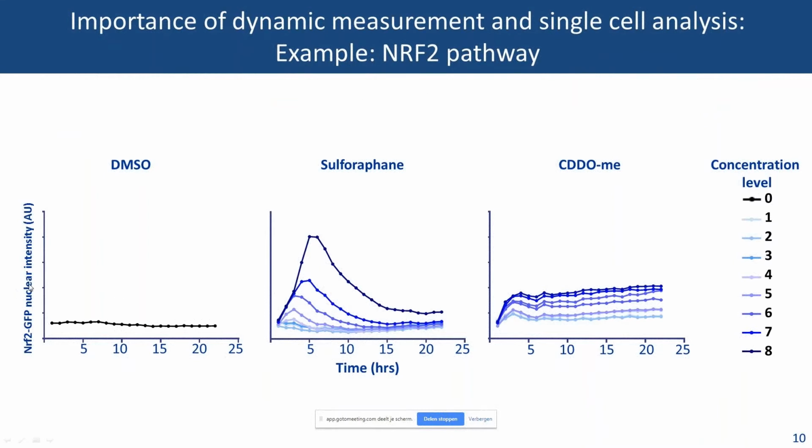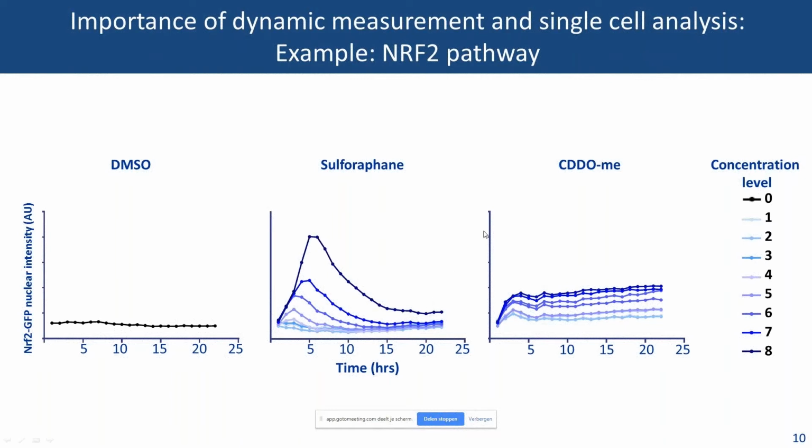we determine nuclear NRF2 in this case, and we exposed with two compounds, and I think these are the two most well-known inducers of oxidative stress, sulforaphane and CDDO. And what we see is that the time dynamics of the NRF2 response is very different between these different compounds. So for sulforaphane, we see that there's a very clear induction and a peak at 6 hours, but then also a steep reduction of nuclear NRF2.